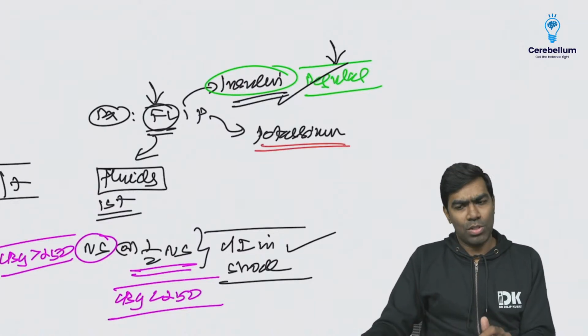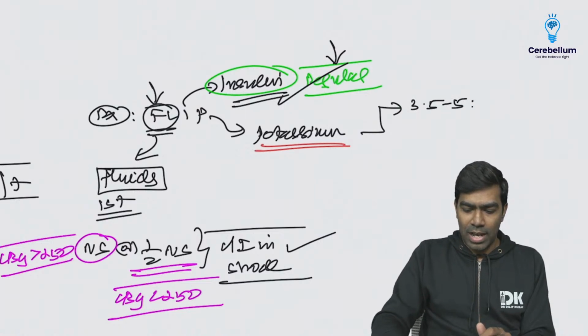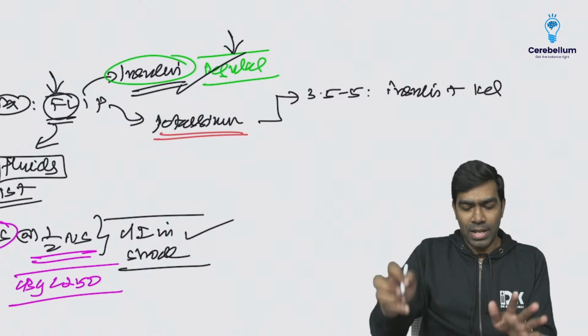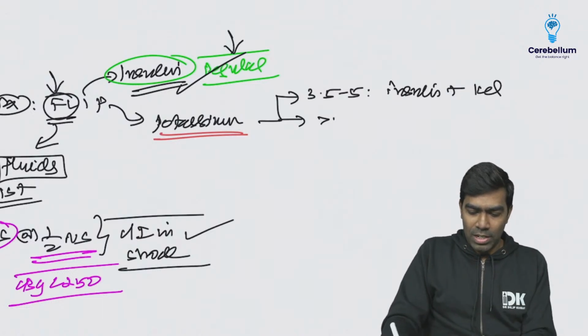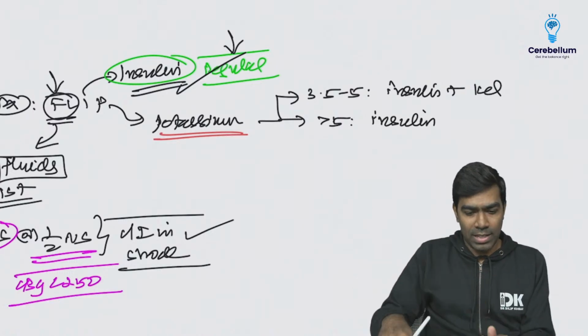Potassium will be given in almost all patients. Depending on the potassium level, if it is in the range of 3.5 to 5, I'm going to give IV insulin and IV KCL together simultaneously. If the patient has a potassium of more than 5, then I can give insulin only and monitor potassium. Then I can start KCL later on.